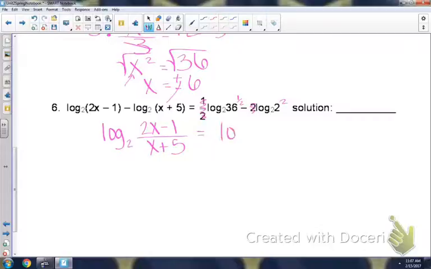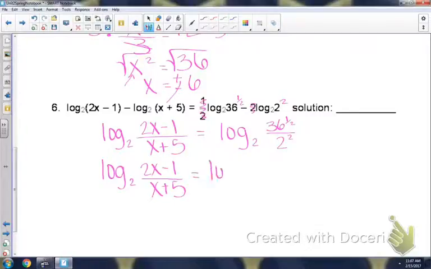So I'll have log base 2. We have 36 to the 1/2 power over 2 squared. Now notice both of those are numbers. We don't have any variables there, which means we need to evaluate that. So I'm just going to rewrite the left side. Then the right side, 36 to the 1/2 power. Remember, we've talked about this several different times. Anything raised to the 1/2 power means you're going to be taking the square root. The square root of 36 is 6, and 2 squared gives you 4.